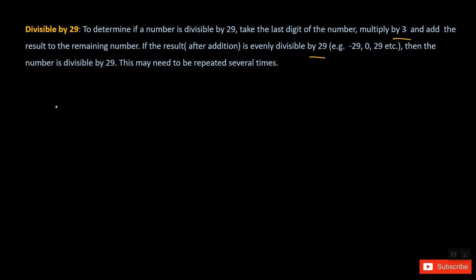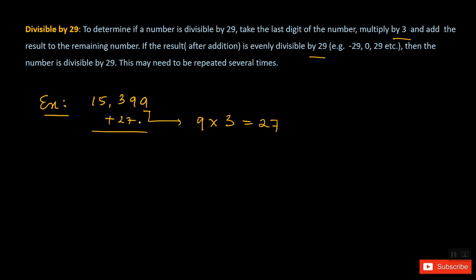Let me take a simple example again. 3, okay, this is the number. Let me check whether this number is divisible by 29 or not. So repeat the steps. Take the last digit of the number, multiply it by 3. So 9 times 3 gives me 27. Add 27 to the existing one. So 9 plus 7, that gives you 16. So 6, carry forward 1. 3 plus 1, 4. 4 plus 2 is 6. 5, 1 as it is.